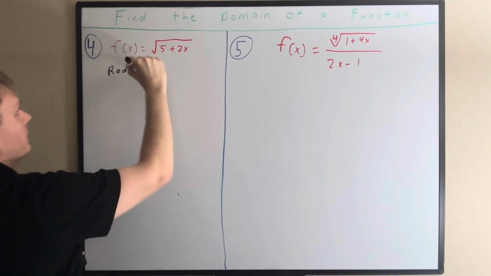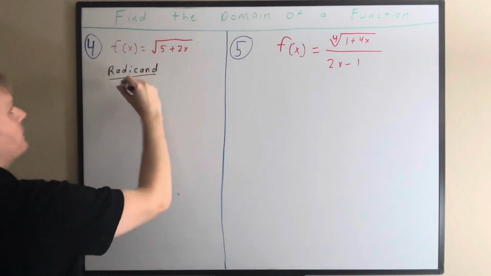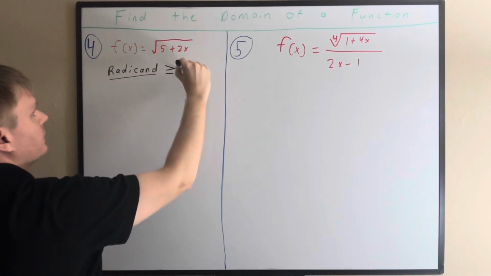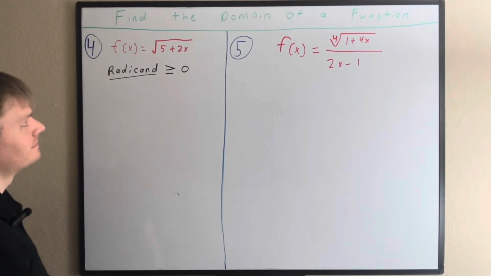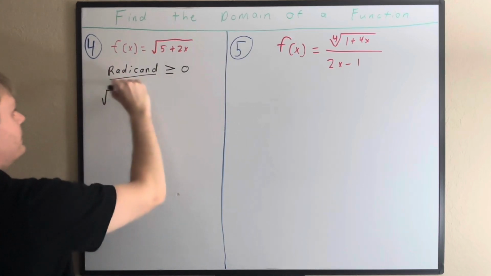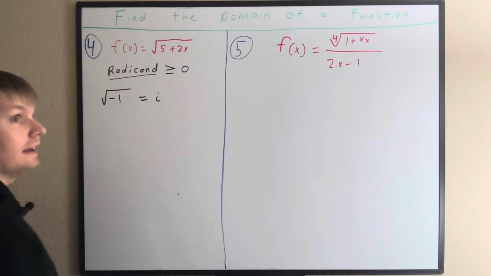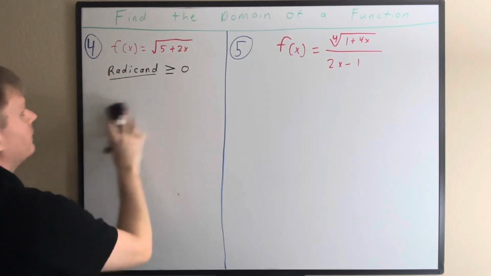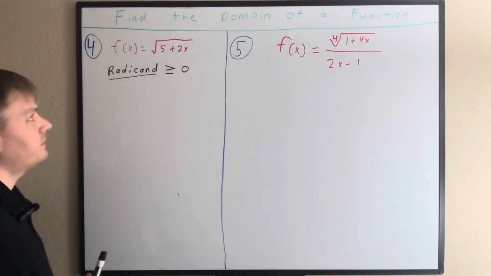If you don't remember that, listen. Radicand. Radicand must be greater than or equal to 0. Why? Well, you can't take the square root of a negative number, right? That would be an imaginary number, i, or a variation of i. And that is why.